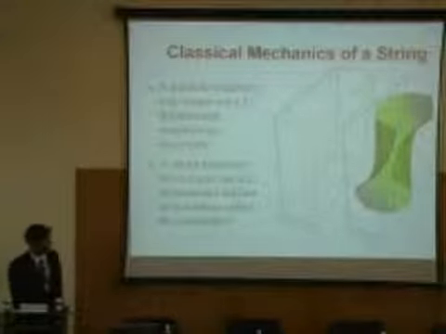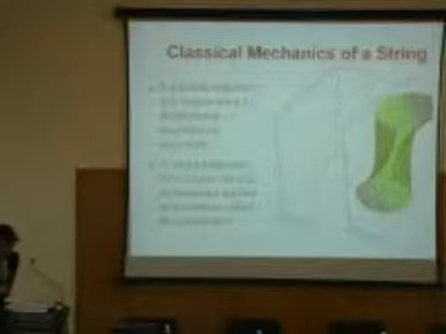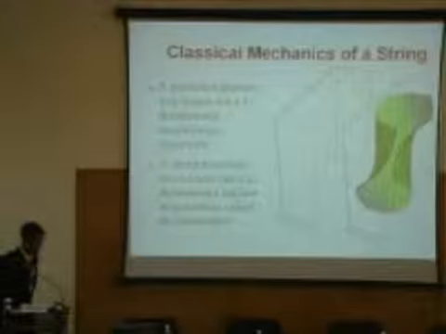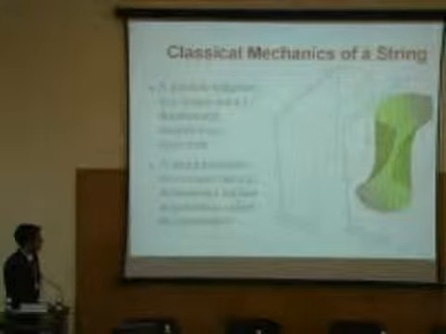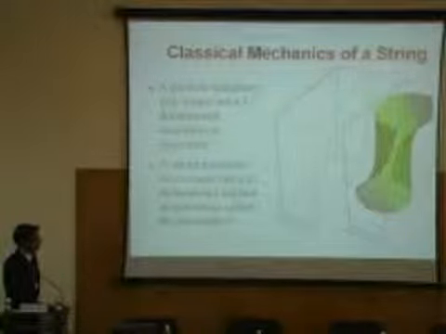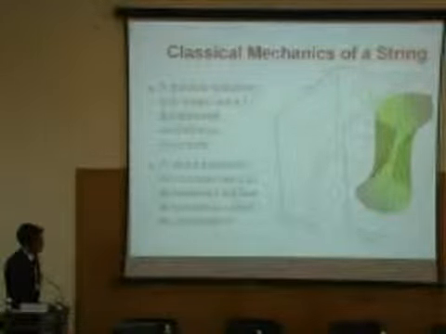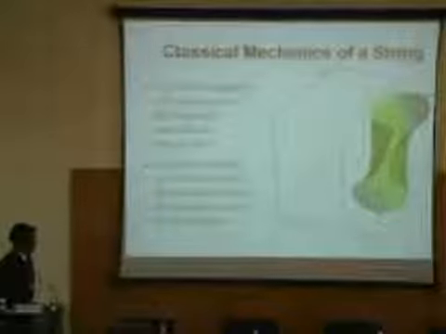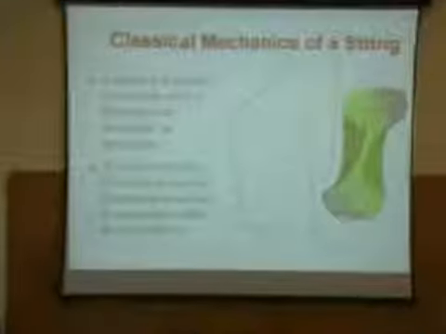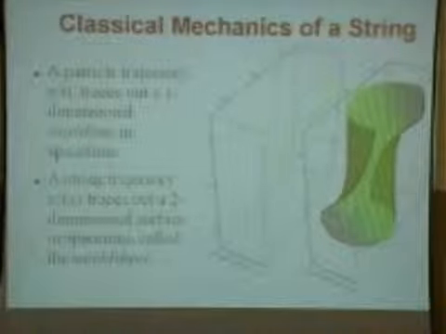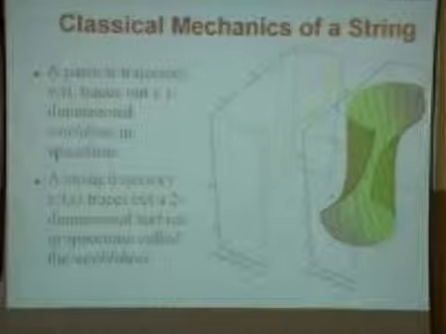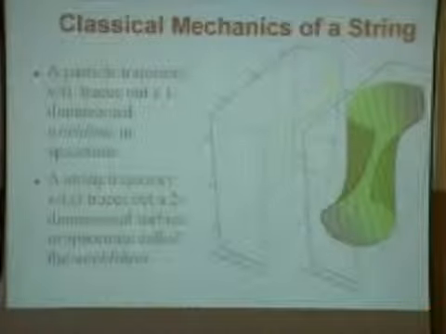Here's a picture telling you the classical mechanics of a string. A particle traces out a one-dimensional world line in space-time, as you can see here. So if we draw the graph of the particle in time, you get a one-dimensional object. For a string, which at a given instant in time is a one-dimensional object, if we trace out its trajectory, we get a two-dimensional surface in space-time called the world sheet, which is pictured here.